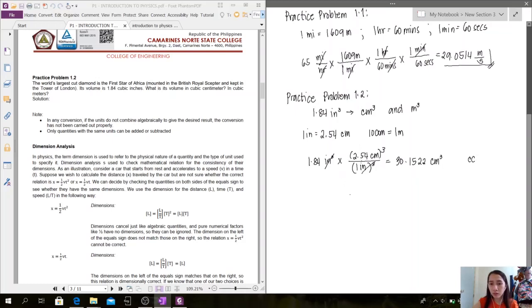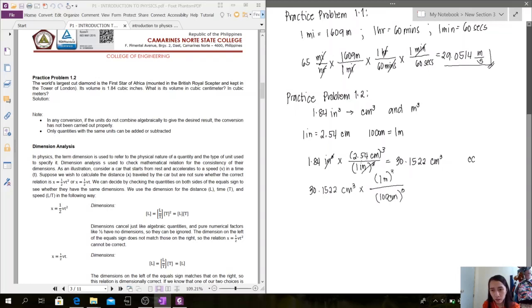So, for the next one, express naman daw natin siya in terms of cubic meters. So, again, we'll use this one. So, 30.1522 cubic centimeters times, for every 100 centimeters, we have 1 meter.